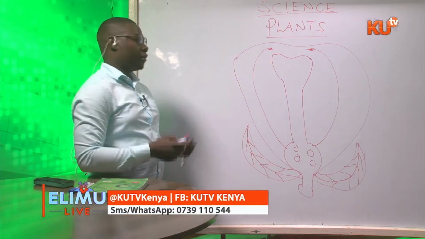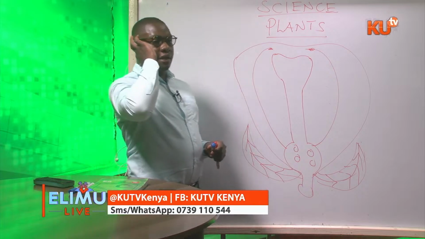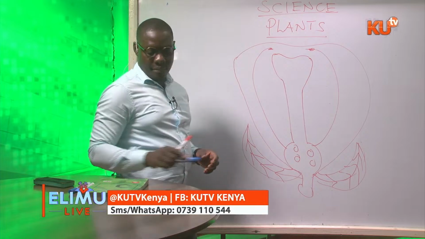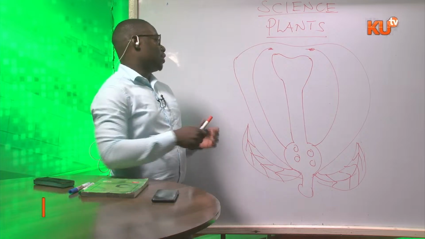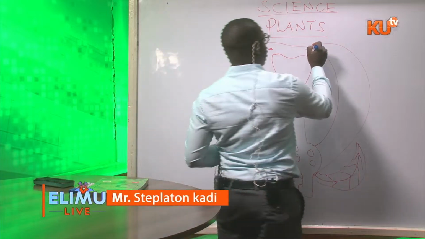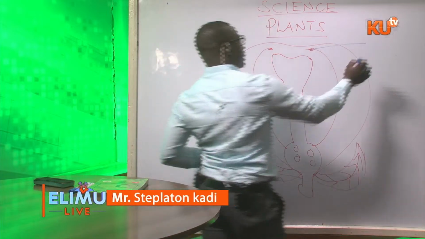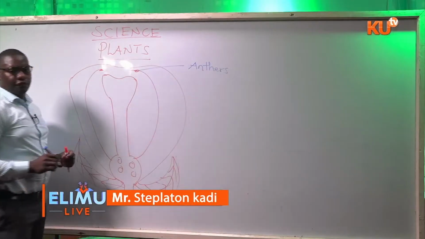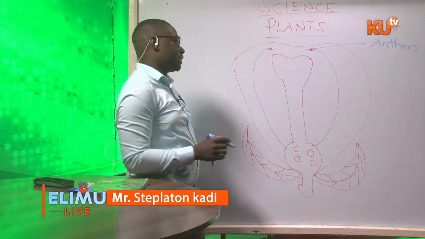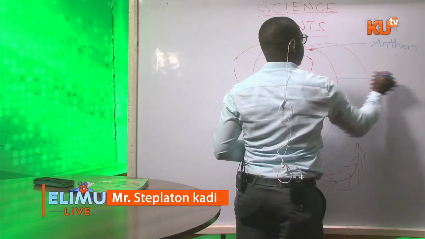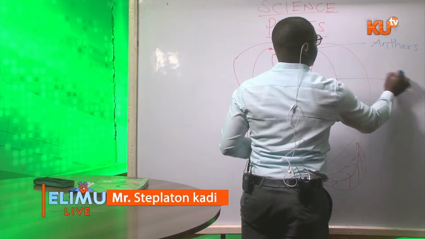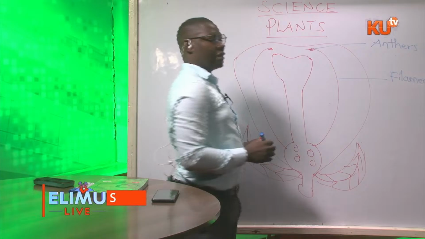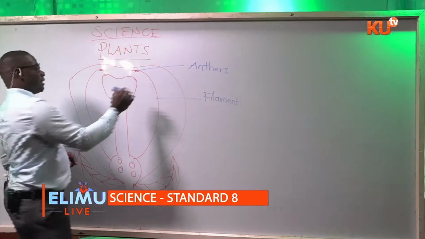So this is what we call a flower, and a flower has different parts. So I'll begin by naming the parts of the flower. So we have this part, and that part is called the anthers. That first part of the flower is called anthers. So we have this second part. This one is called the filament. So we have the anthers, we have the filament.